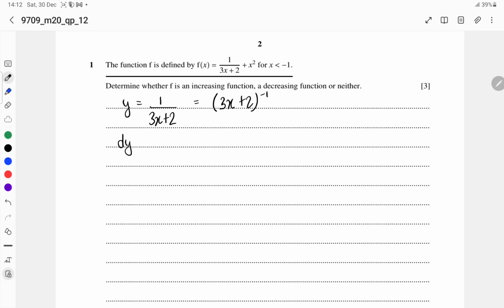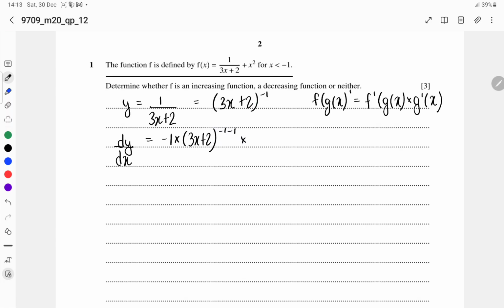Right, so differentiating on both sides, we get dy/dx equals... we need to apply the chain rule as well. The chain rule states that if we differentiate f(g(x)), then its derivative will be f'(g(x)) multiplied by g'(x). In this case, we can take the whole function as f(x) and differentiate with respect to 3x + 2. We know the formula is nx^(n-1). So we multiply by -1 into (3x + 2) to the power of -1 - 1, right?